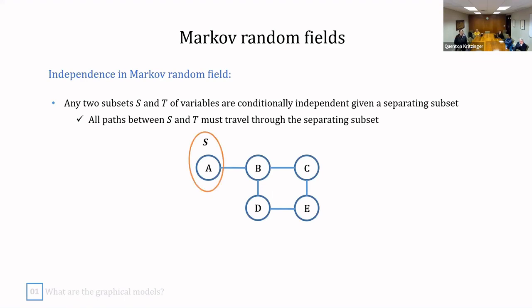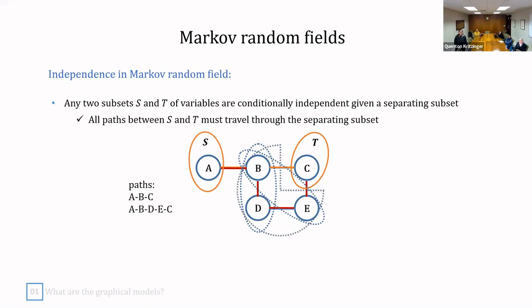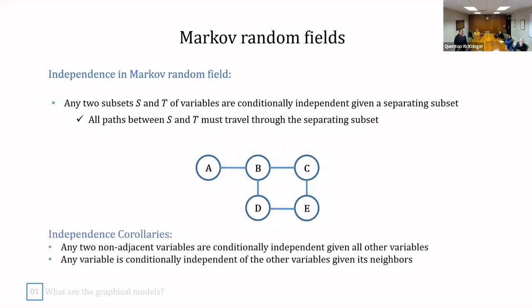Consider A as S and C as T. And what about the paths between A and C? We have these paths, and also we have another path like this. So we have two different paths that start from S and end at C. And what about the separating subset? This one can be a separating subset, this one can be a separating subset, and also this one can be a separating subset. So we can say that A and C are independent of each other given each of these subsets.